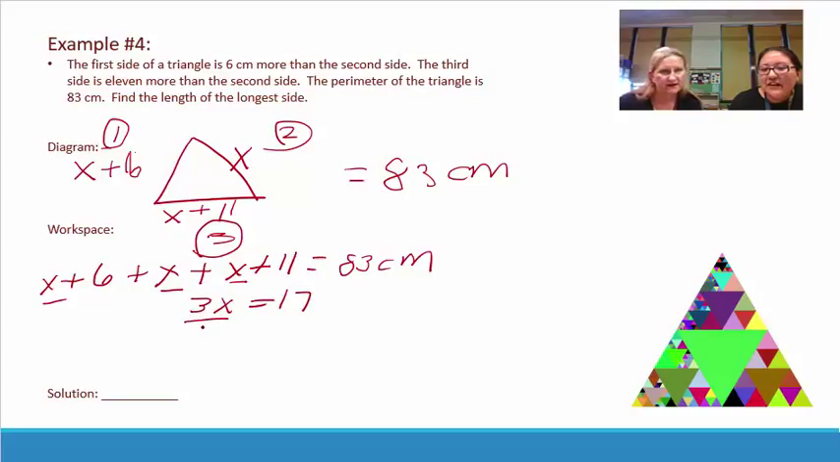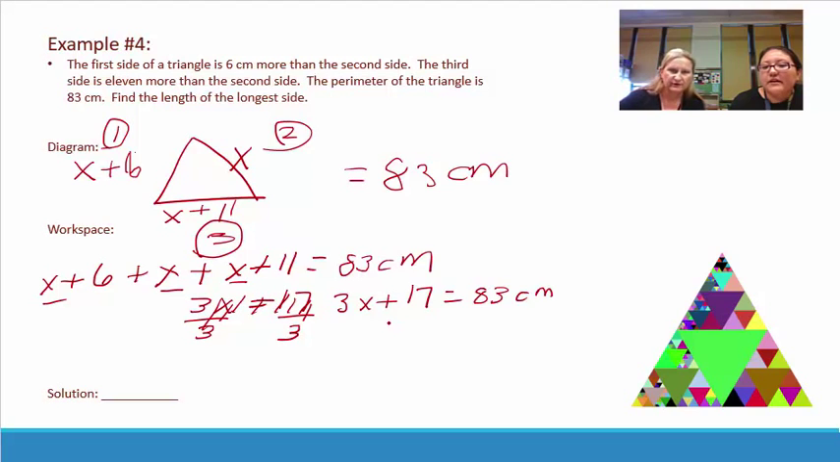Okay, so now we divide by 3 on both sides. Okay, so be careful. If you just go a step back, originally you forgot to write the 83. So we should have 3x plus 17 equals 83. Got it. Okay, so let's just rewrite it, no big deal. So 3x plus 17 equals 83. Okay, and now we're solving.